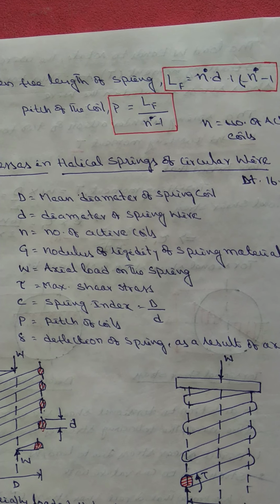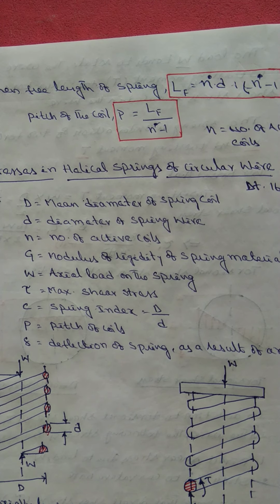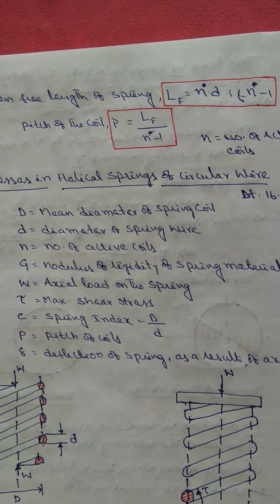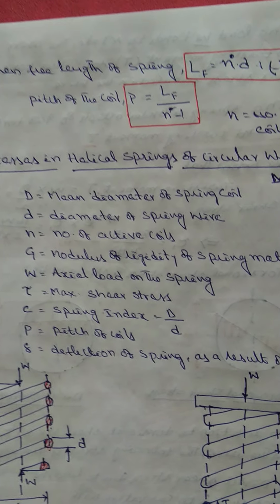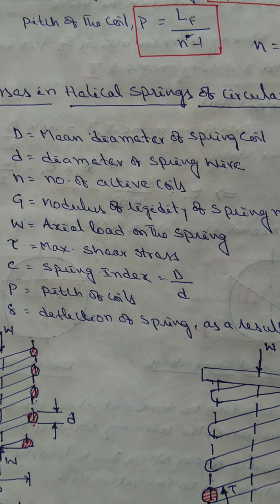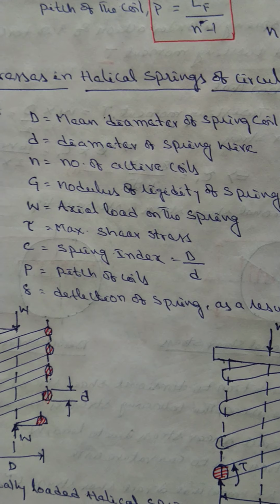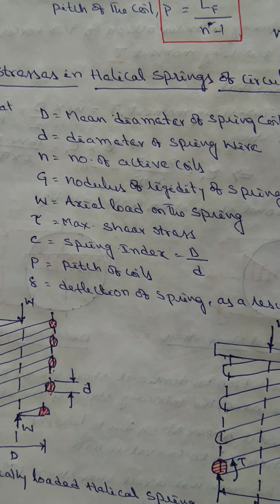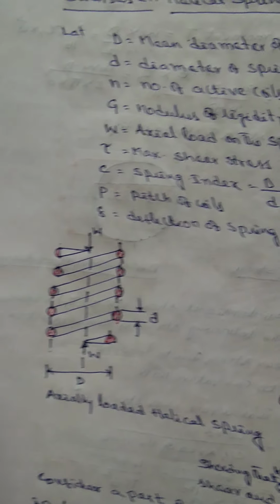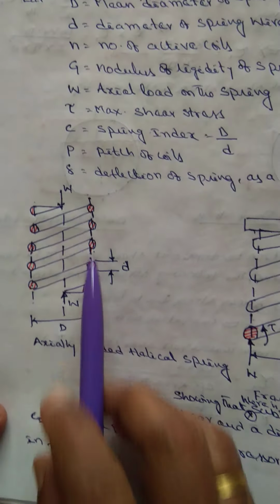C is equal to the spring index, that is equal to D by d, where p is the pitch of coils, we already defined. Delta is the deflection of the spring as a result of the axial load when it is acting on the spring. So now we can observe how the mean diameter will be there, how the load is going to be applied, and how that axial load is applied on two types of free body diagrams.